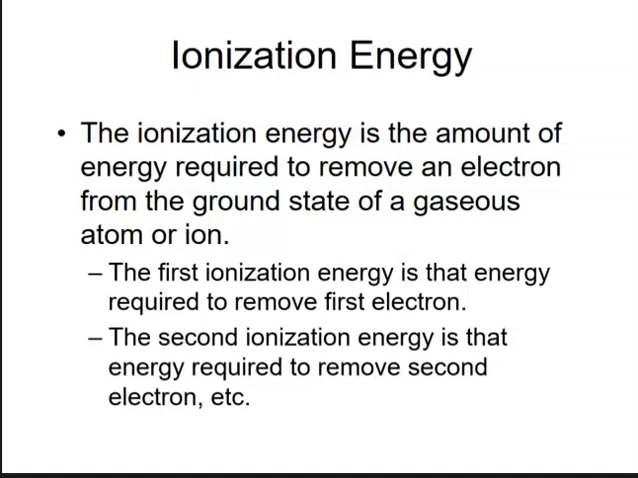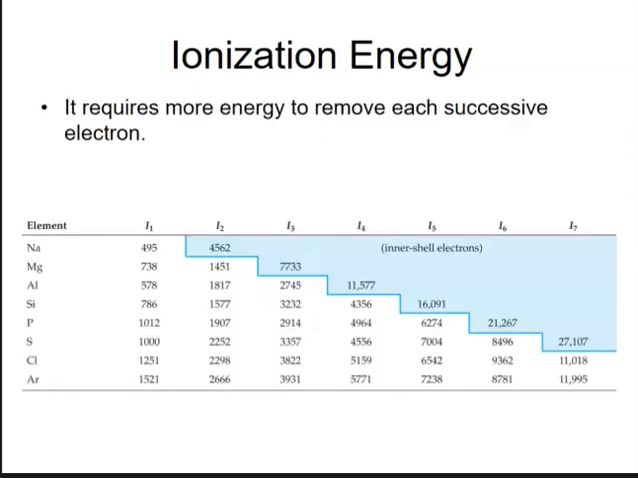So my question to you, before I click over to this next slide: do you think the ionization energy stays the same? For example, if it takes 1,000 kilojoules to remove the first electron, does it take the same amount of energy to remove the second electron? Or does it go up? Or does it go down? So there's three choices: it stays the same, it goes up, it goes down. Make a prediction. Get it in your brain. All right, so the answer is it goes up.